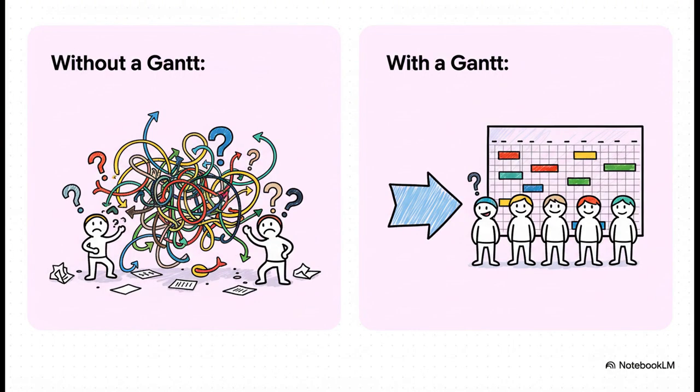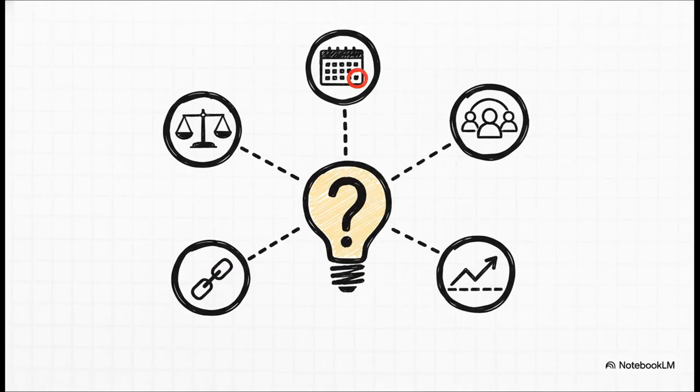I mean, the difference is just night and day. Without one, you've got chaos, people are confused, wires get crossed, deadlines get missed. But with a Gantt chart, everybody is on the same page. It creates instant clarity, it gets the whole team aligned, and it makes it perfectly clear who is accountable for what. So if any of this sounds familiar, listen up.